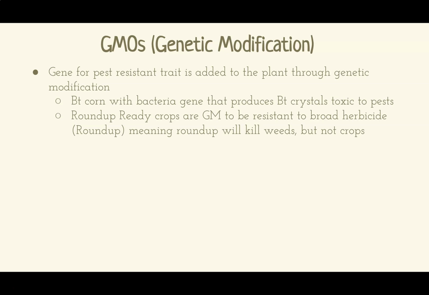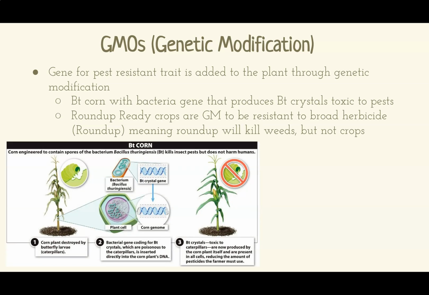Roundup Ready crops are GM, or genetically modified, to be resistant to broadleaf herbicides. So, pretty cool idea. You end up with a plant that you can spray a weed killer on, let's just say. It kills the weeds, but doesn't kill the plant. Again, sounds great. So, this is a picture of how they work it.